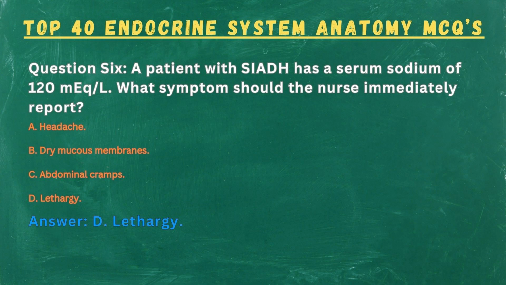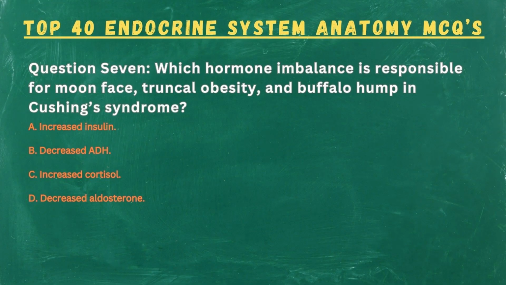Answer: D. Lethargy. Question 7. Which hormone imbalance is responsible for moon face, truncal obesity, and buffalo hump in Cushing syndrome? A. Increased insulin. B. Decreased ADH. C. Increased cortisol. D. Decreased aldosterone.